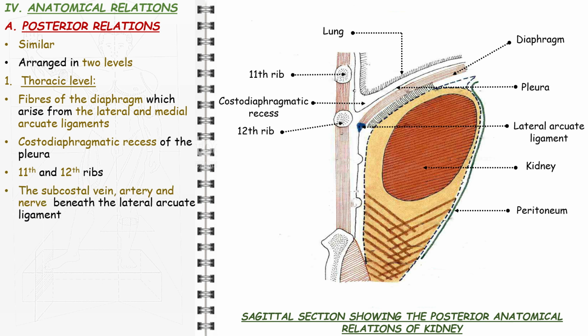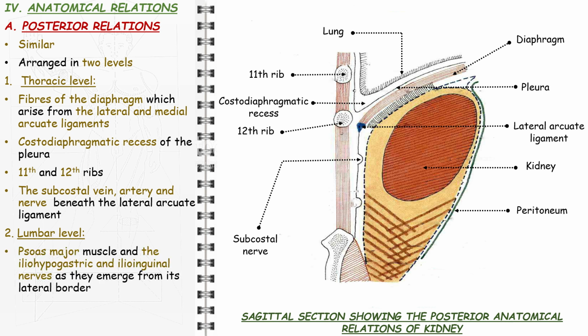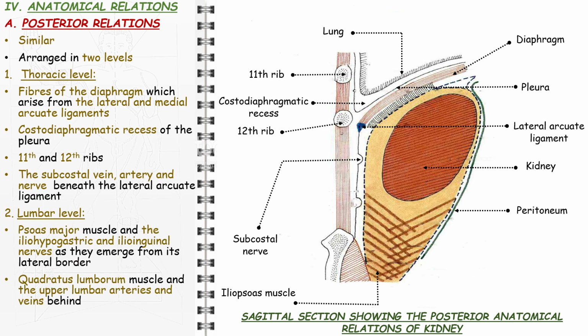At the lumbar level, the kidneys lie on, from inside to outside, psoas major muscle and the iliohypogastric and ilioinguinal nerves as they emerge from its lateral border, quadratus lumborum muscle and the upper lumbar arteries and veins behind it, and transversus abdominis muscle.